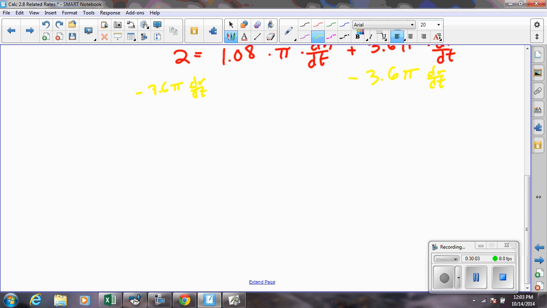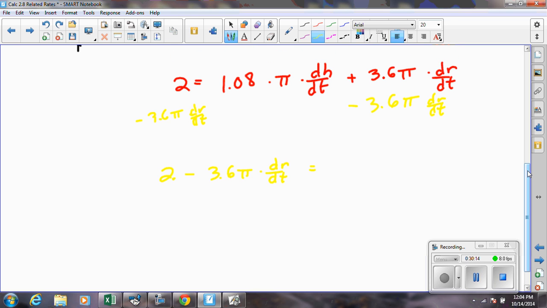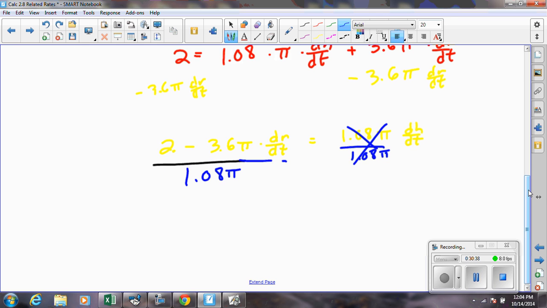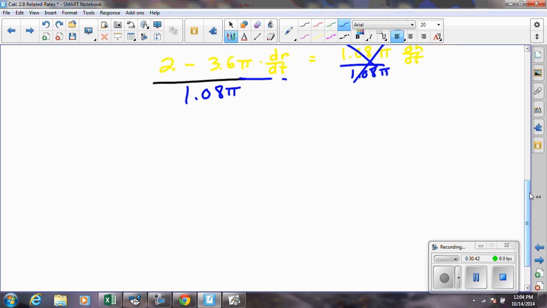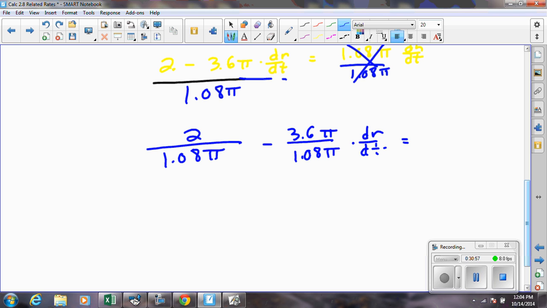I got to extend the page. 2 minus 3.6 pi times the rate of change equals 1.08 pi dH/dt. So we would just need to divide by 1.08 pi. Splitting this piece up, whoa, too far. That would be 2 over 1.08 pi minus 3.6 pi over 1.08 pi dr/dt equals dH/dt.